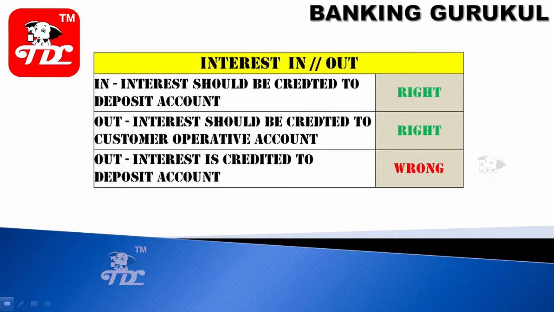Interest in and out. Interest in means interest should be credited to the same fixed deposit account. Interest out means it can be credited to the customer's operative account. The operative account can be in the same bank or another bank; it can be transferred. But if you said interest out and you are crediting the interest to the same deposit account, it is a negative scenario.